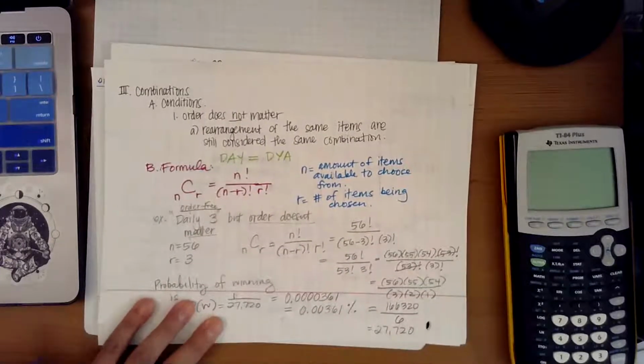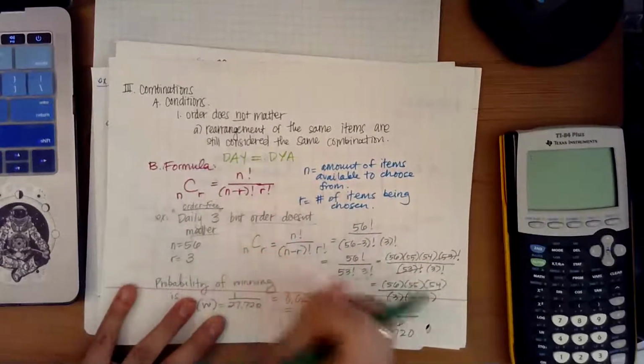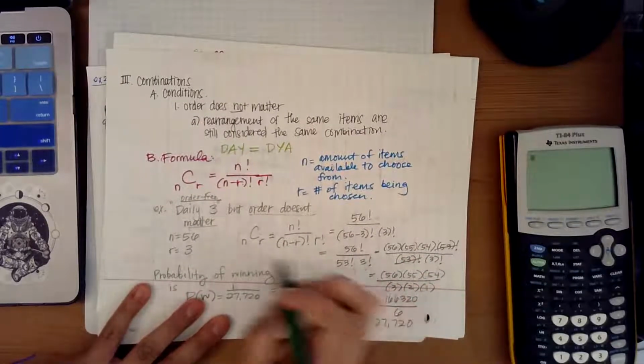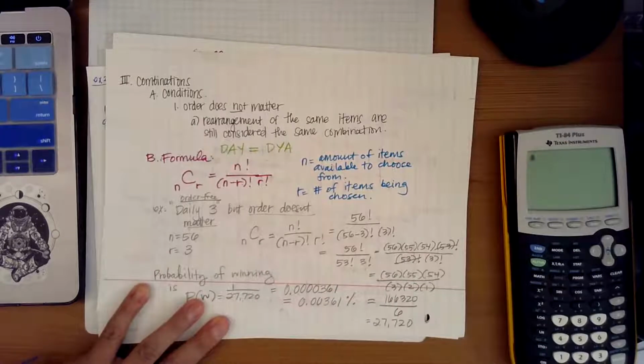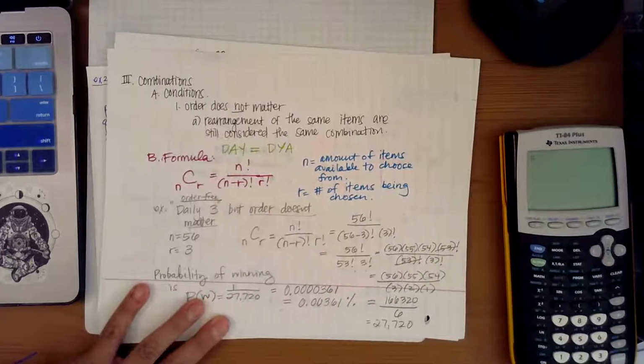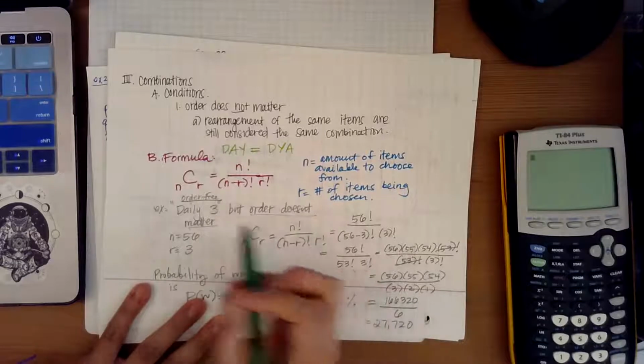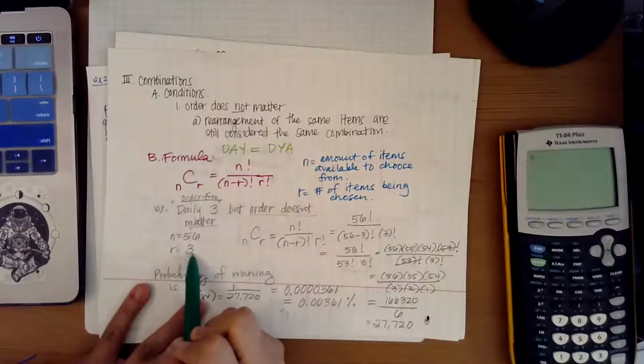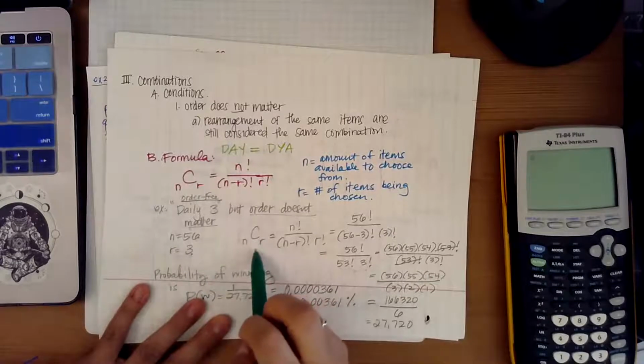So let's just say we're looking at a lottery that picks 3 daily numbers out of a total of 56 numbers that are available. And order doesn't matter. As long as you get any of these 3 numbers that are chosen, you're able to win the lotto. So again, there are 56 numbers and 3 are chosen. Order does not matter. So I'm plugging it into my formula.